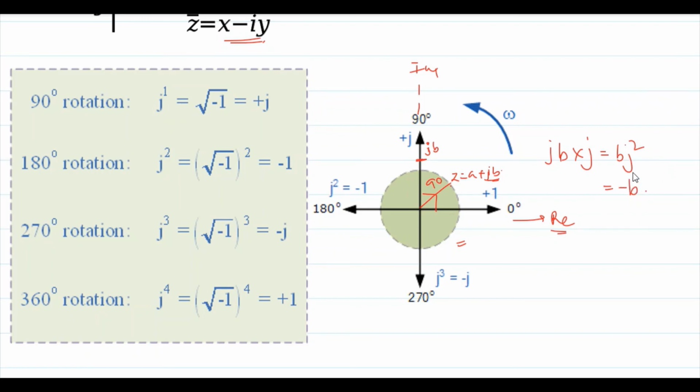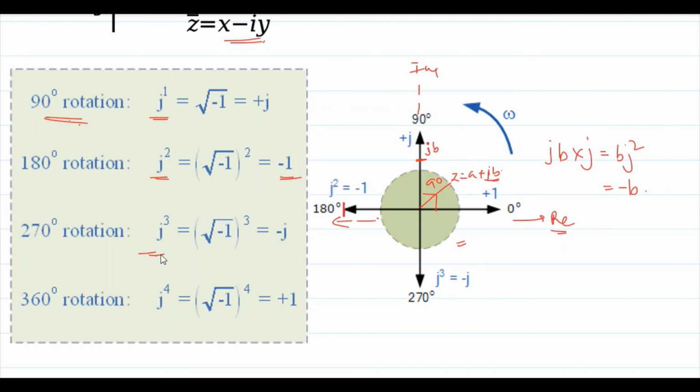So automatically, imaginary values can be converted into real values, or real values into imaginary values, by multiplying by the J operator. If you multiply once by J, it will be a 90 degree rotation. Then if you multiply again by J, that is J square, it automatically converts into -1, where it comes to the negative real axis, by 180 degrees.